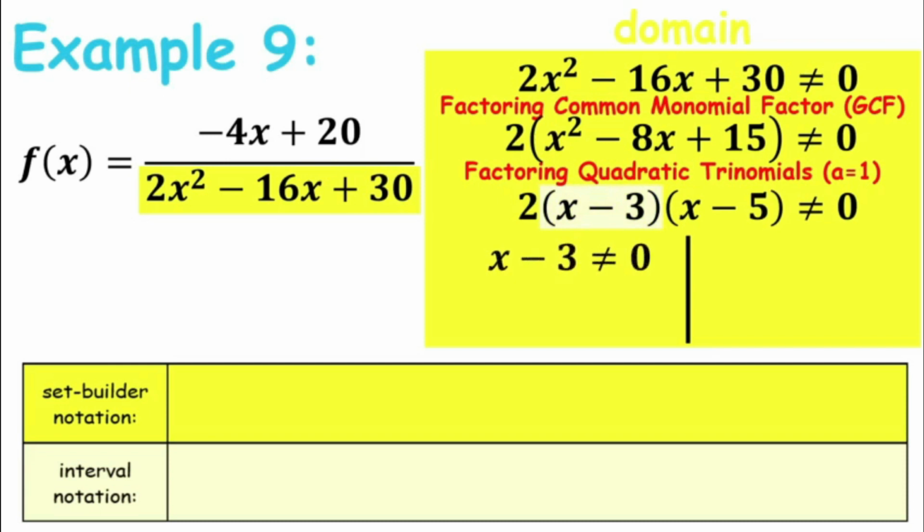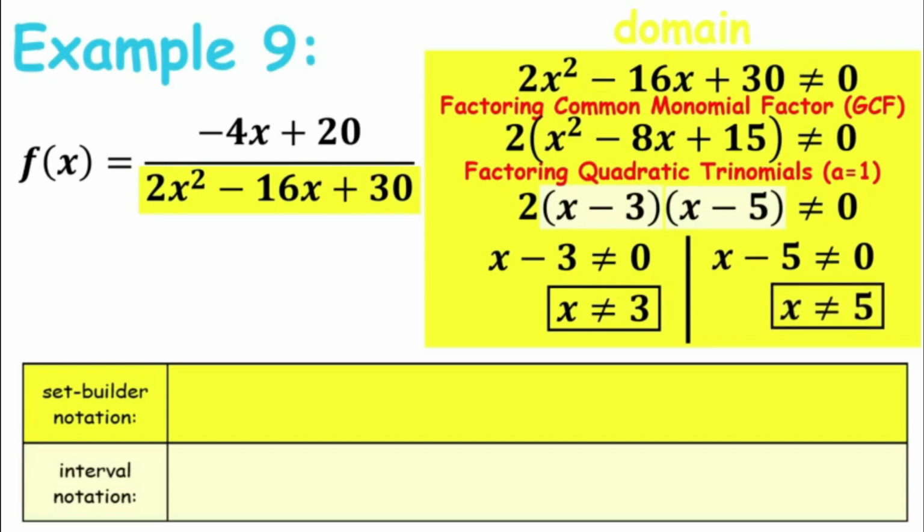x minus 3 is not equal to 0. Transpose negative 3, x is not equal to 3. x minus 5 is not equal to 0. Transpose negative 5, x is not equal to 5.